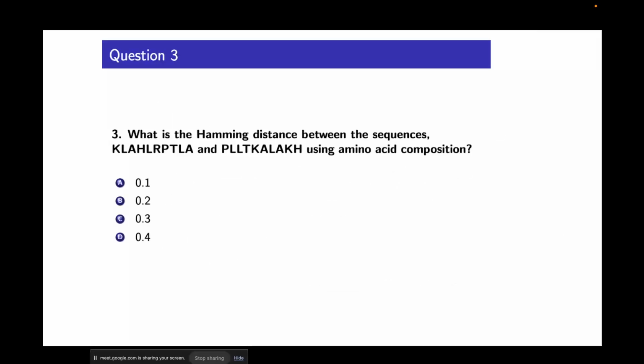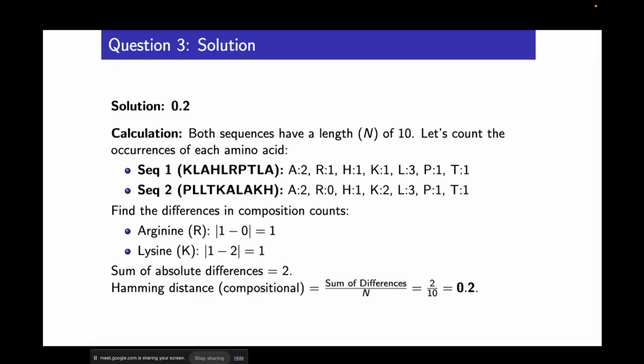Sequences are correct. PLLT, KLH. Yeah. So you have two A's, one R, one H, one K, three L's. Yeah. One P and one T. Right. That is correct. Here also you have two A's, 0 R's, 1 H, 2 K, 3 L's, 1 P, and 1 T. Yeah. So I can see a difference in R here and a difference in K here. So it's 2 by 10.